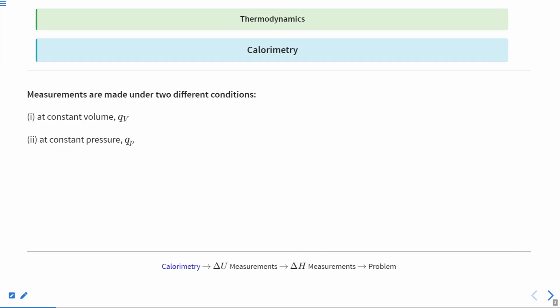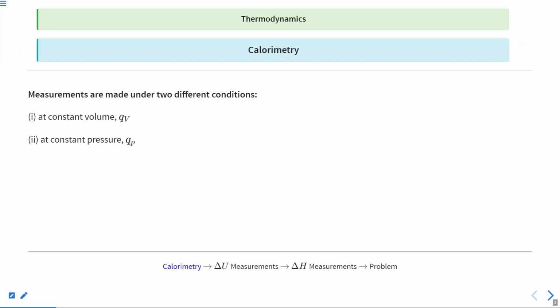If you are conducting your experiment in such an environment that the volume remains constant, then we call the calorimeter in which that environment is produced a bomb calorimeter. If we do the same experiment at constant pressure, then the environment is set up by the simple calorimeter. We don't have any prefix for that calorimeter. It is a simple calorimeter.